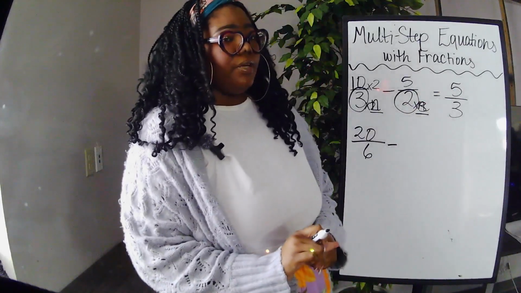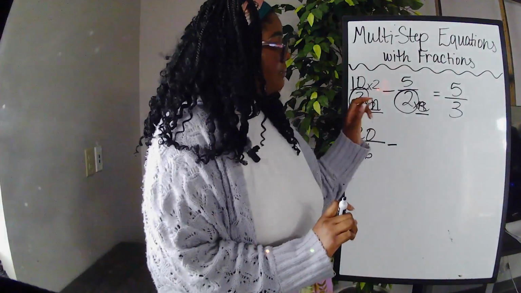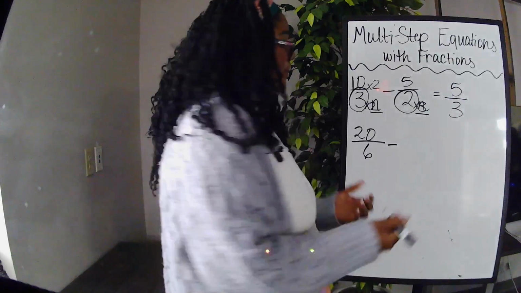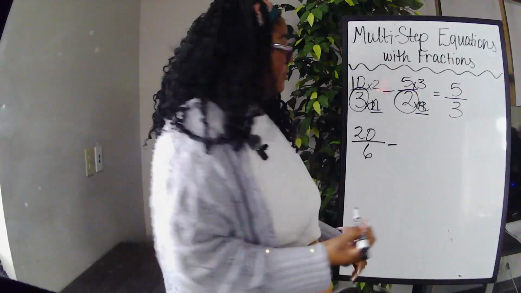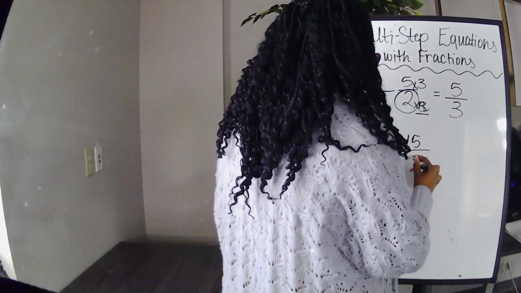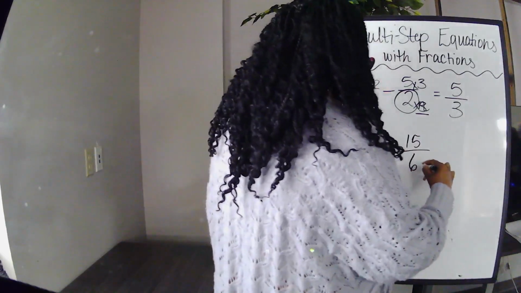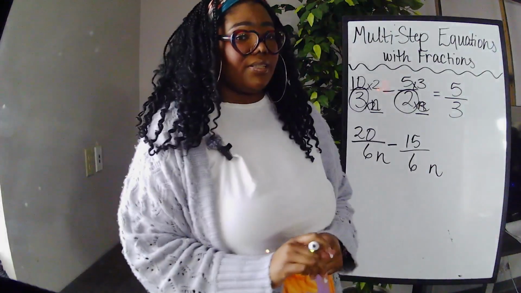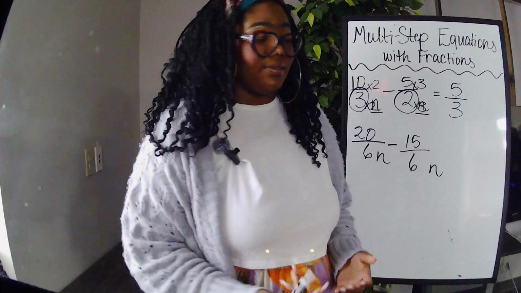And then again, whatever you do to the bottom of your fraction, you must do to the top of your fraction. So since I multiplied the bottom of my fraction by 3, I will be multiplying the top of my fraction by 3. And that will change this fraction to 15 at the top, which is our numerator, and 6 at the bottom, which is our denominator. And then I can rewrite the variables next to these fractions. Now, in this case, the fractions can be combined because they both have a denominator of 6.